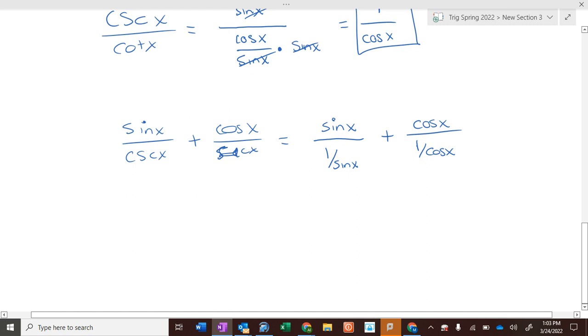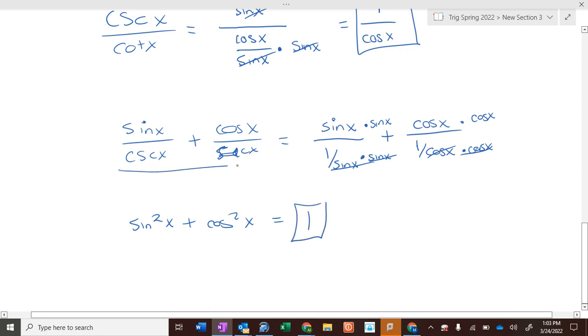a complex fraction in each part. So the first one I'm going to multiply top and bottom by sine of x, the denominator of the denominator. Second one I'm going to multiply both the top and bottom by cosine of x. So these cancel, so I get sine squared of x. These cancel, so I get plus cosine squared of x. What's sine squared plus cosine squared equal to? 1. So all this big hoo-ha here just simplifies down to be 1.